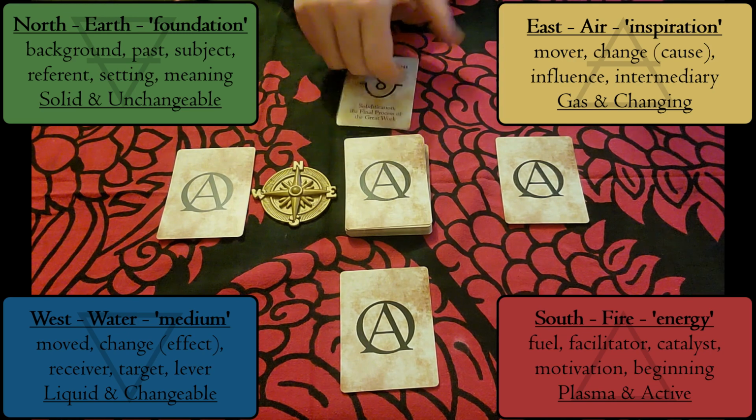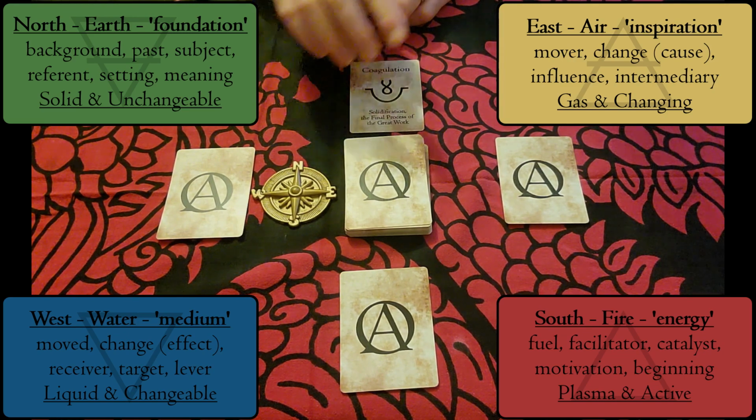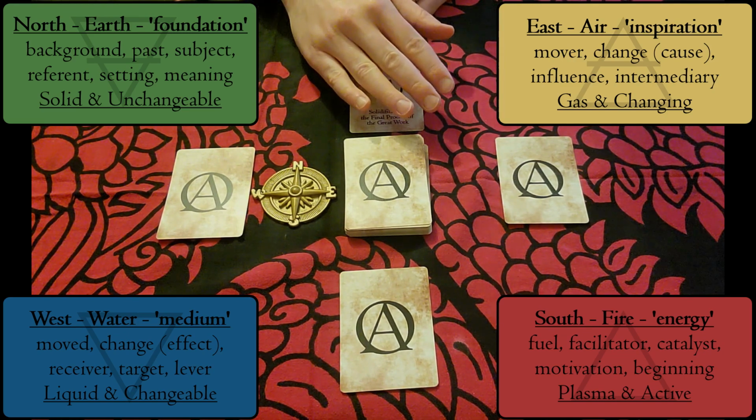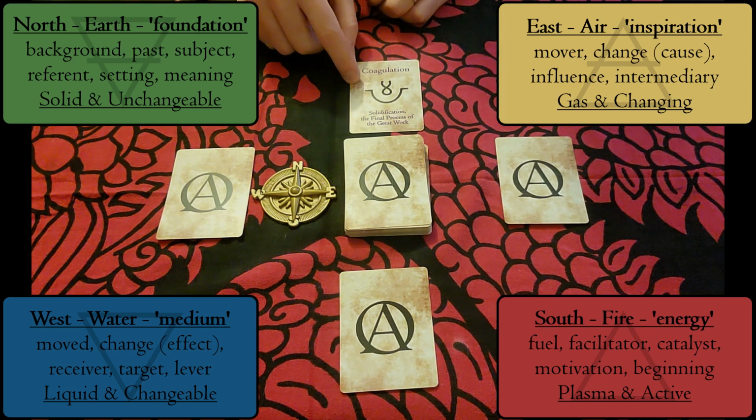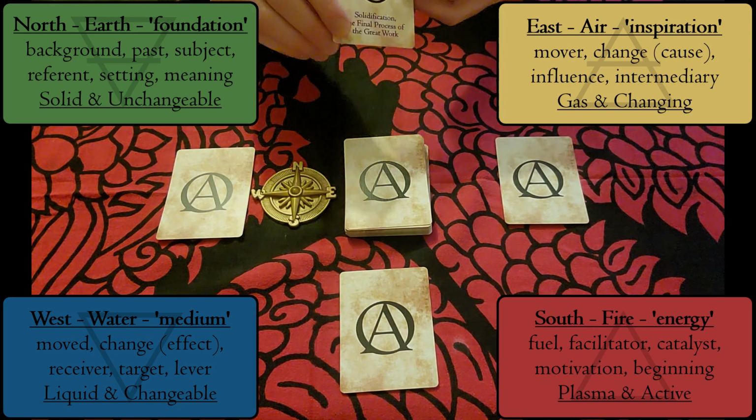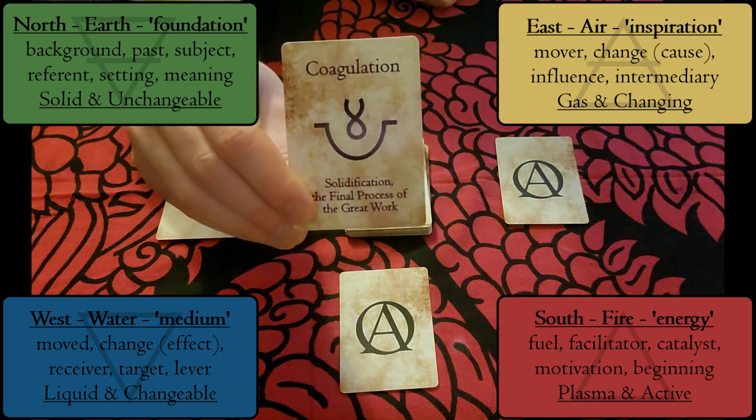The question that I'm asking, let's say a romantic question: what should I do to meet a partner? Something that this deck is not particularly good about, but let's try it. The first card drawn in the north, for Earth, is Coagulation, which is somewhat appropriate.